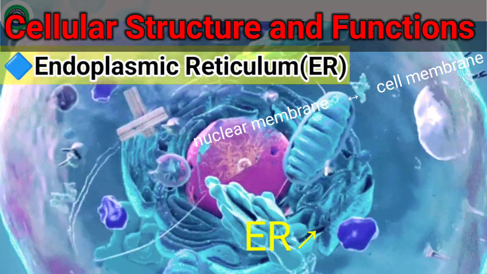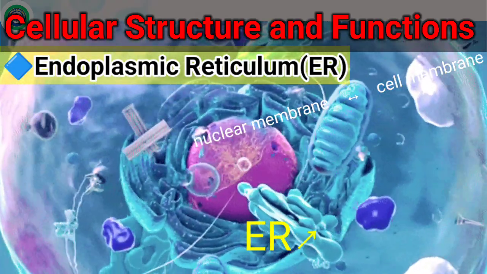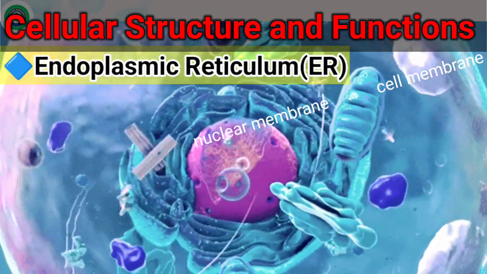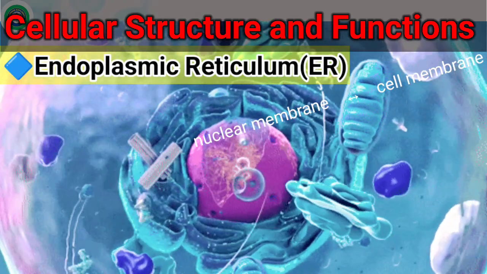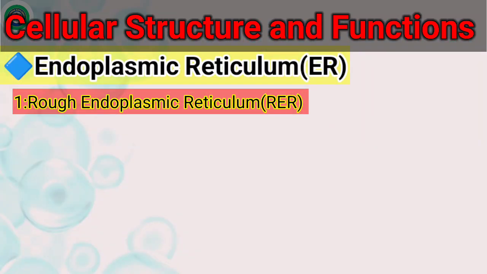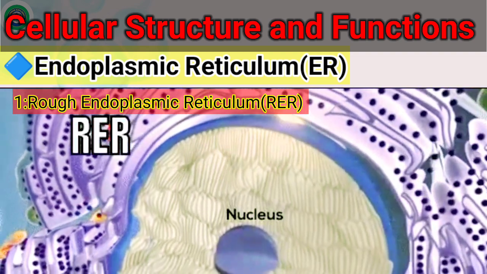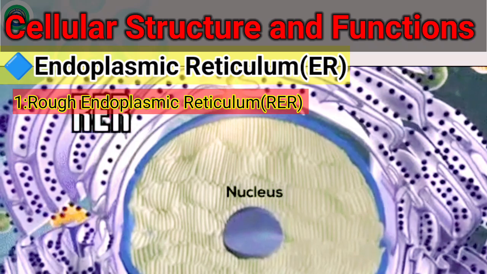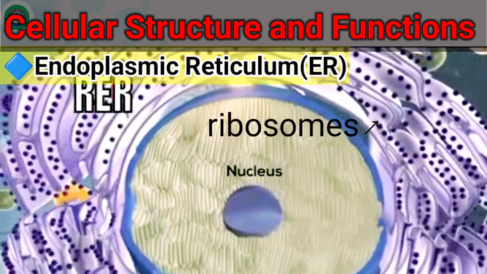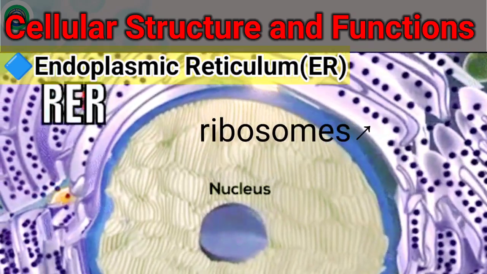Endoplasmic reticulum. The endoplasmic reticulum is a network of interconnected channels that extend from the cell membrane to the nuclear envelope. The network exists in two forms. Number 1. Rough endoplasmic reticulum, named for its rough appearance due to numerous ribosomes attached to it. Rough endoplasmic reticulum serves the function of protein synthesis.